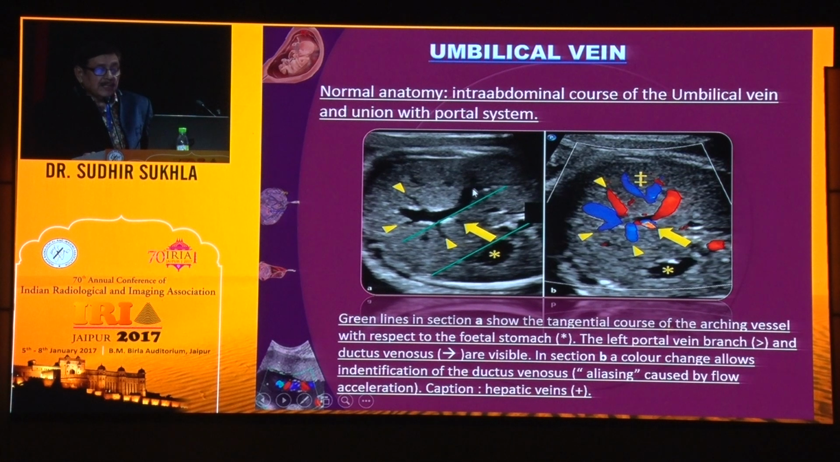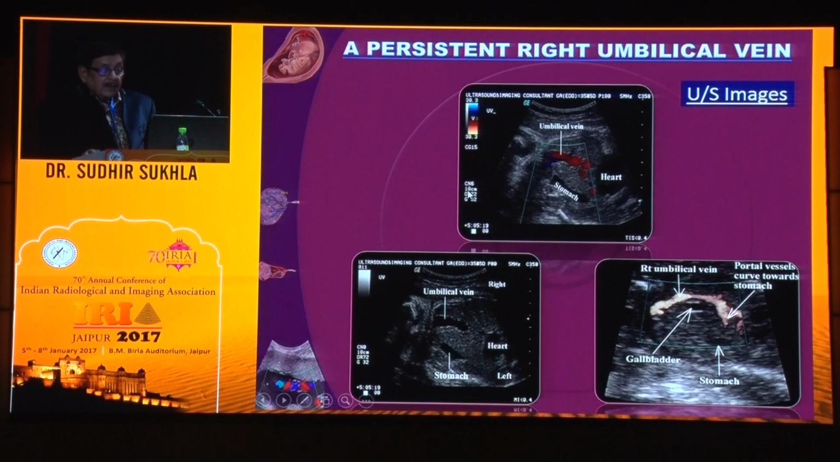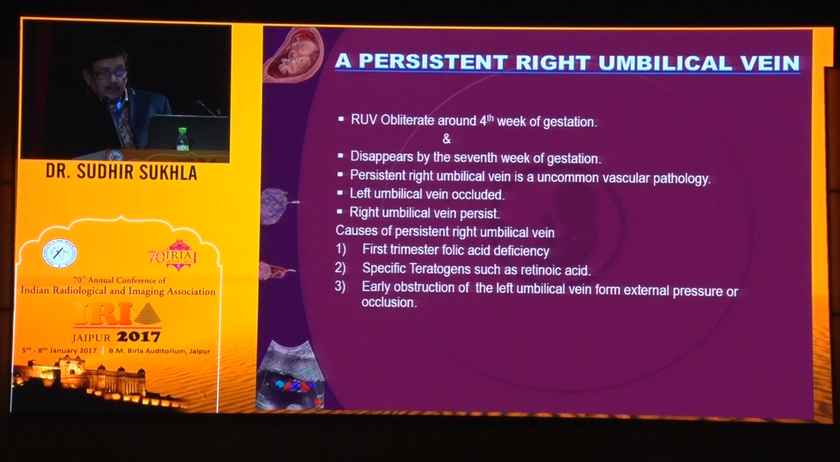The stomach. This is the hockey stick appearance. You see this is the stomach and this is the vein curving away from the stomach. Then a persistent right umbilical vein, you are visualizing it curving towards the stomach. The right umbilical vein, RUV, must disappear by 7 weeks, but in certain cases it is persistent.